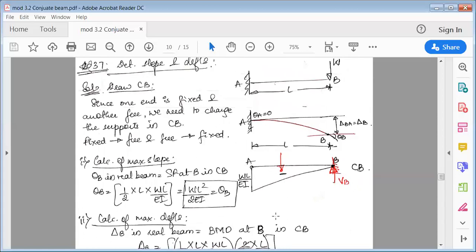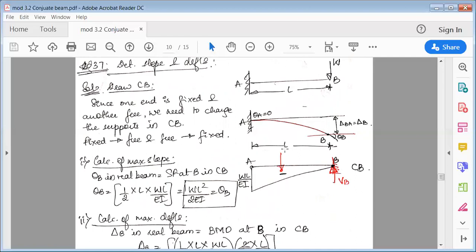So the steps are simple. The first thing is this is the given problem. Then draw the deflected shape of the beam. Once you draw the deflected shape of the beam, you'll know what you're supposed to find out. So you have to find out here theta B and delta B. Next, as usual, just draw the M over EI diagram with respect to this first diagram. That is bending moment over EI diagram.